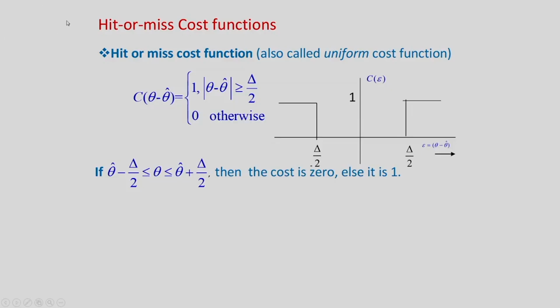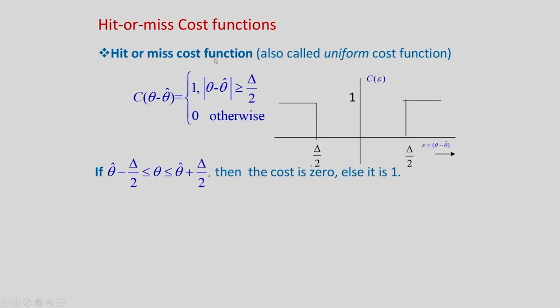In this lecture, I will focus on another Bayesian estimator known as the maximum a posteriori probability, MAP, estimator. I will also introduce another estimator known as the minimum absolute error, MAE, estimator. Let us start with hit or miss cost functions.